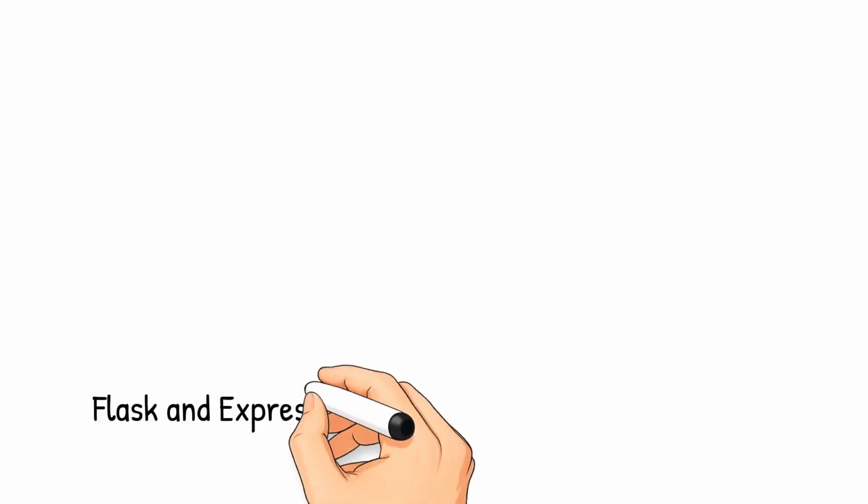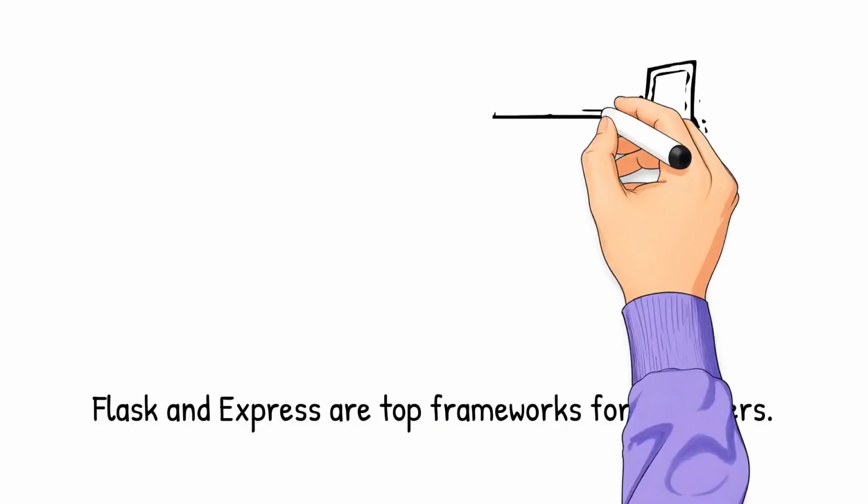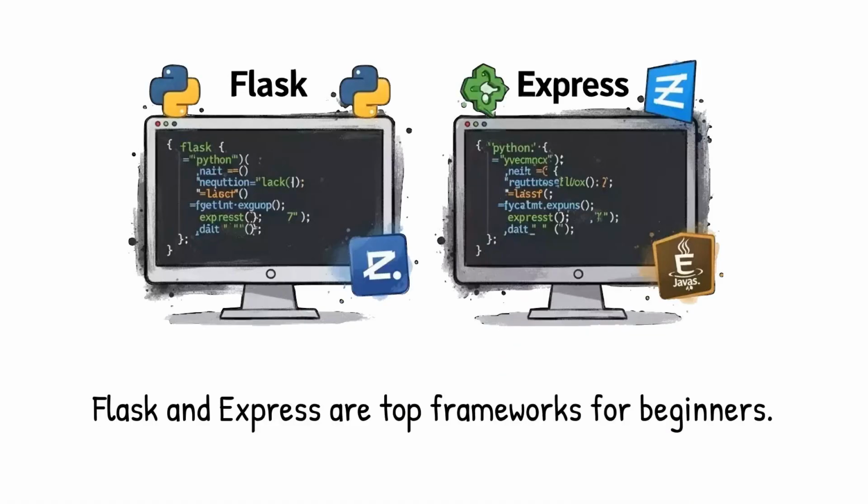And here are the 2 famous ready-made kitchens. For Python, the most beginner-friendly framework is called Flask. It's tiny, gentle, and perfect for your first API. For JavaScript, the most popular one is called Express. Both are completely free. Both are used by real companies, and both can get a working API running incredibly fast.